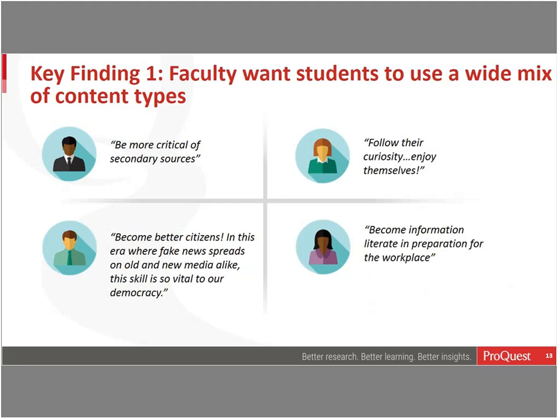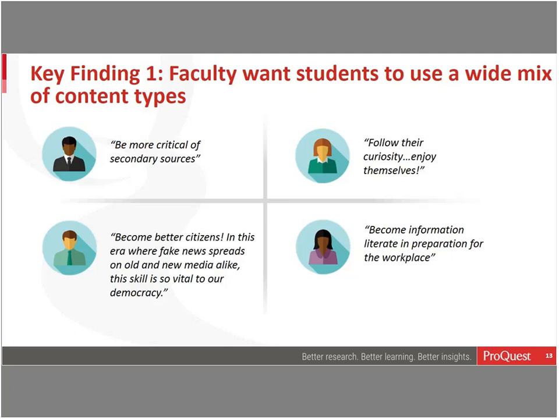We also put a comment box on this question for respondents to add any other areas they thought were important. There were some really interesting responses here, and here are a few quite representative ones. The first: allow students to be more critical of secondary sources. On a similar line: become better citizens. In this era where fake news spreads on old and new media alike, this skill is vital to our democracy. There really is something about getting different viewpoints, becoming critical, having a more rigorous approach.